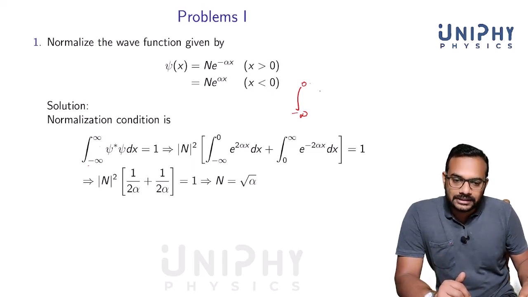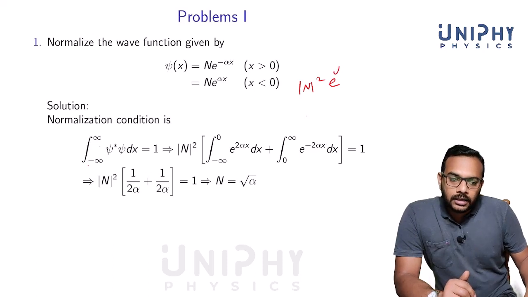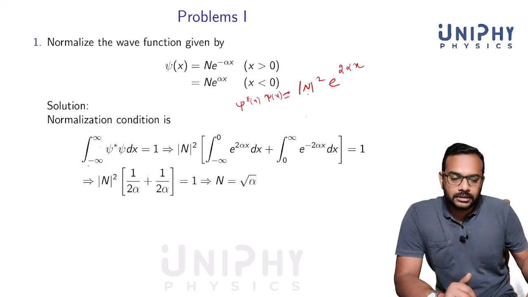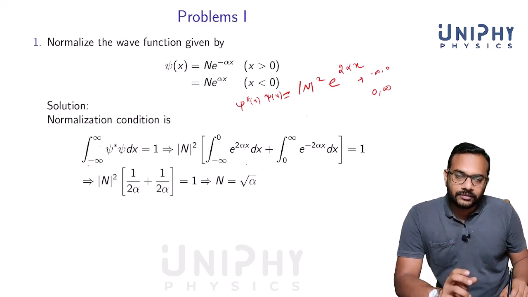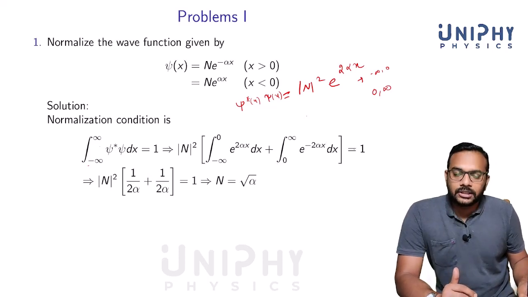So psi star of x, psi of x would be modulus of N squared e raised to 2 alpha x. This is psi star of x, psi of x, because these are real. There is no i here. This is for the range minus infinity to 0, and similarly from 0 to infinity you have got e raised to minus 2 alpha x dx. So you add it, because you have to demand that all over the space in which the wave function is defined you should get the total probability equal to 1.